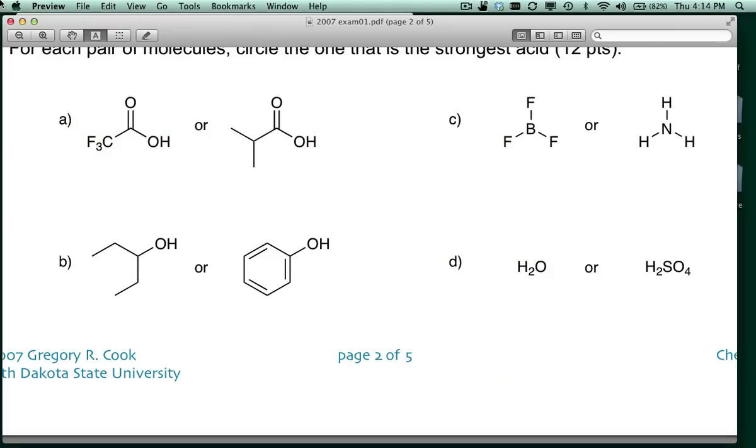Okay, how about this on the bottom? Let's do D first. Water versus H2SO4. H2SO4, it's sulfuric acid. It's a really strong acid, and you should probably just know that. But why is H2SO4 a stronger acid than water? Let's just think about just taking the first proton off. Why would that be easier to take off than water?